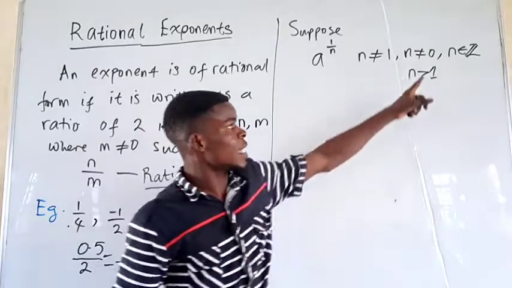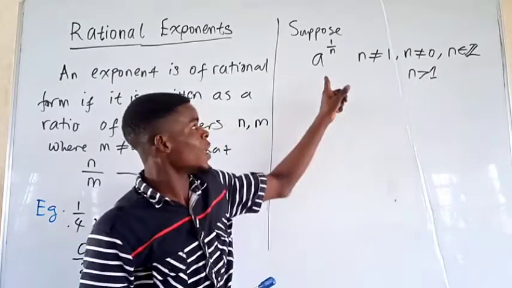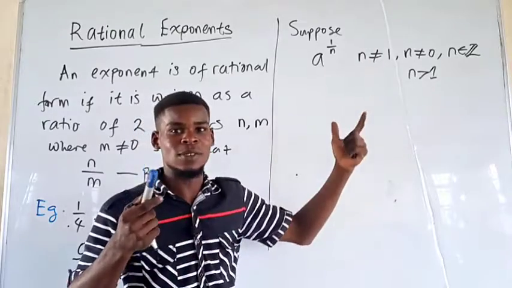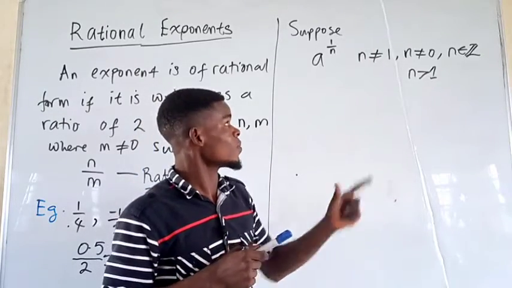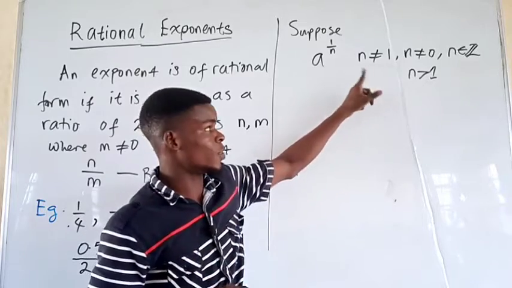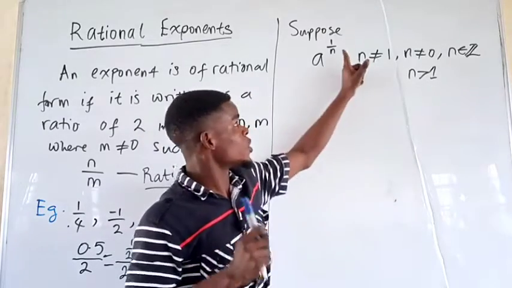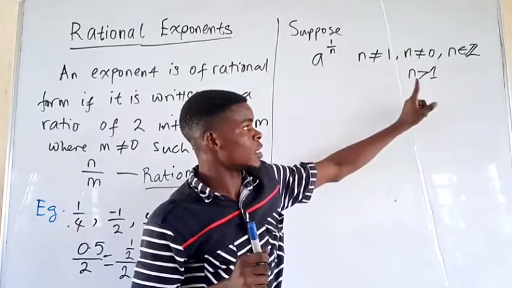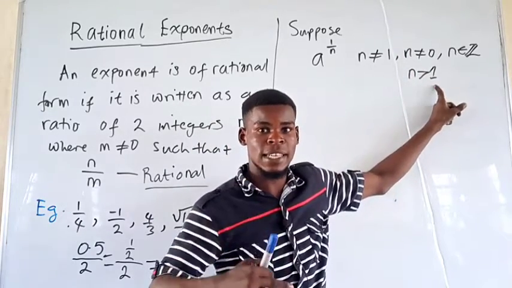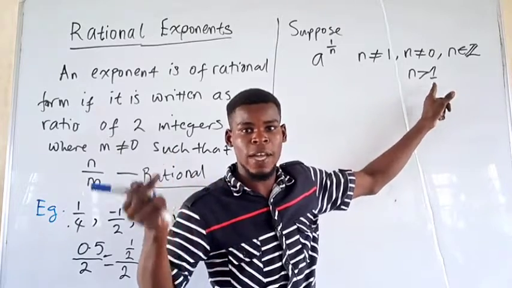Now I'm also saying that n should not be 0, so that we will not have a raised to the power of 1 over 0, which is going to be a raised to the power infinity, which is increasingly large, provided that a is not negative anyway, or a is greater than 0. Okay, but suppose that this n satisfies all these properties. N is a whole number which is greater than 1. That is, n can be 2, 3, 4, 5, and so on.